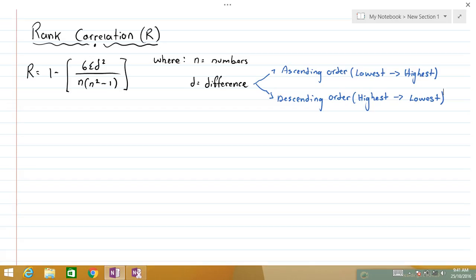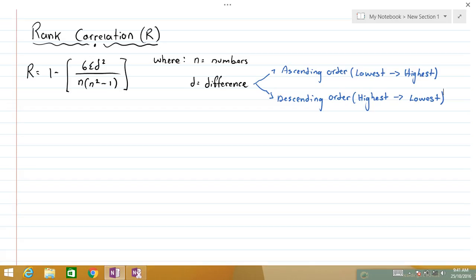That is the formula. Now, why is the 6 there? If you look at your formula book, what is the full name of this formula? Spearman, am I right? Spearman coefficient of rank correlation, right? The full name is Spearman. Spearman is the person who invented this formula, who created this formula.